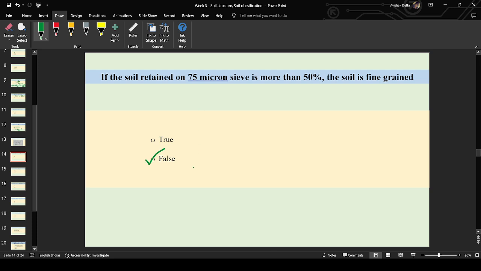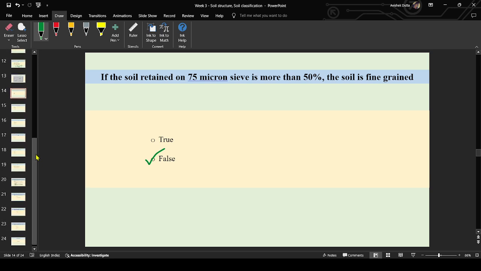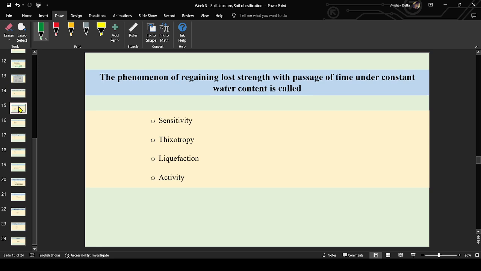Yes, so the answer is false. Okay. Next question. The phenomenon of regaining lost strength with passage of time under constant water content is called. What is the answer? Liquefaction. Regaining lost strength, it cannot be liquefaction. It is a detrimental phenomenon. Liquefaction. Talking about regaining lost strength.